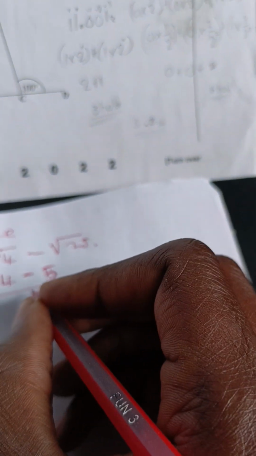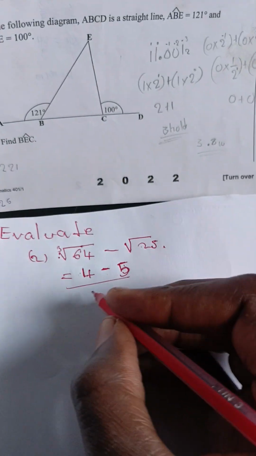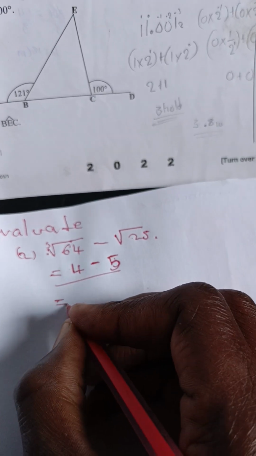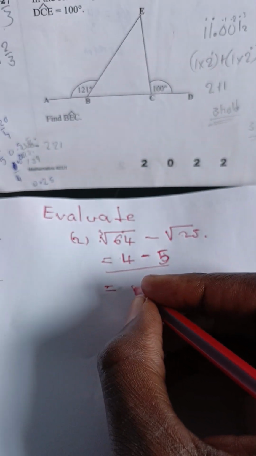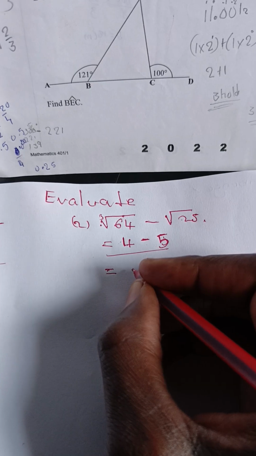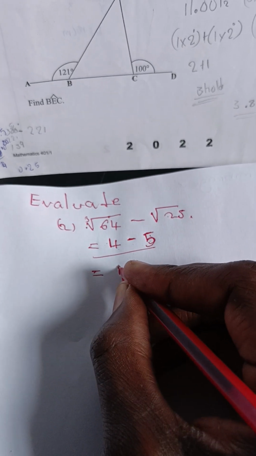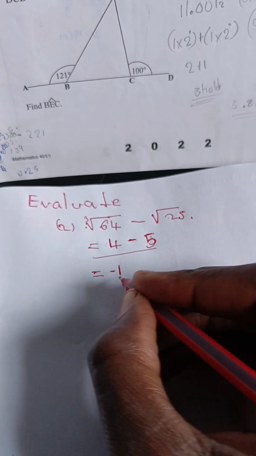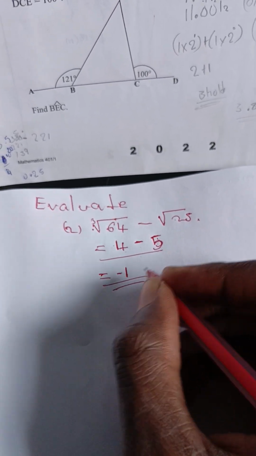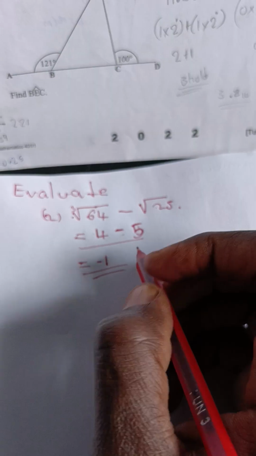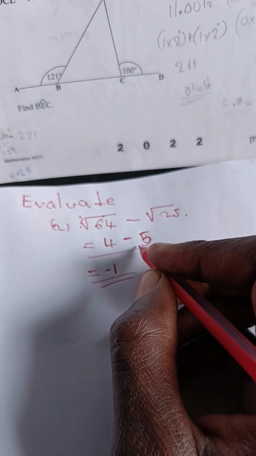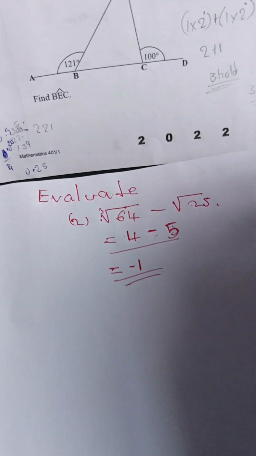So the answer is not here, it's not yet done. We're going to say equals 4 minus 5, which is going to give us what? You subtract and get the sign from the bigger number. So we are going to have negative 1.